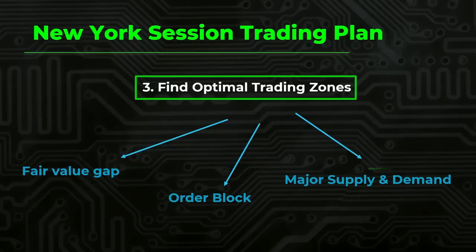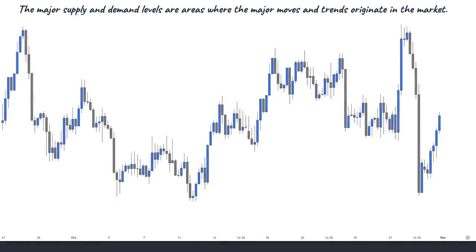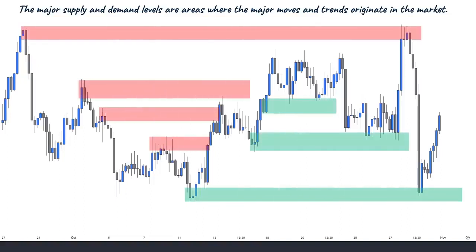But what do we call a major supply and demand zone? The major supply and demand levels are areas where the major moves and trends originate in the market. For example, if you consider this as the market structure, these are supply and demand levels. But the key areas are the levels that cause the main movements of the market.